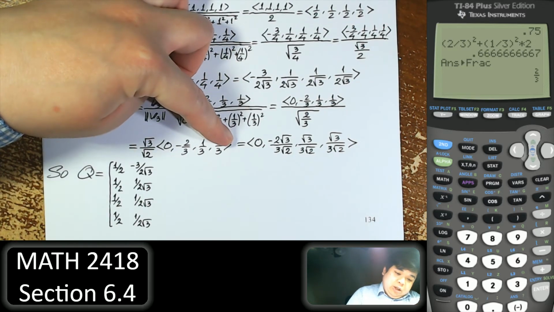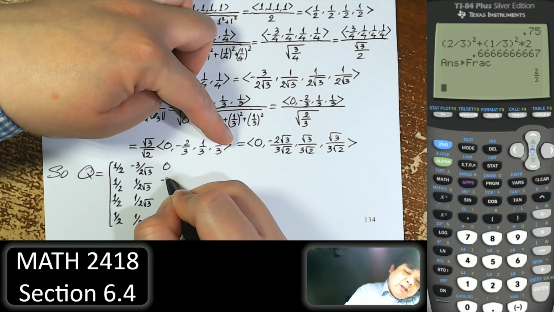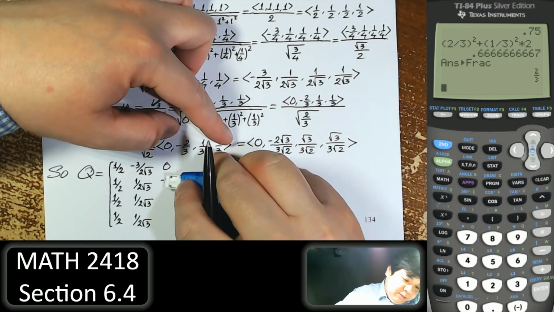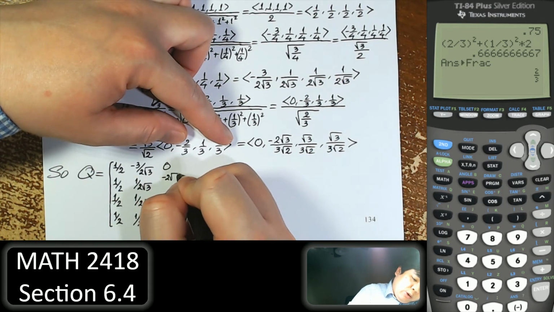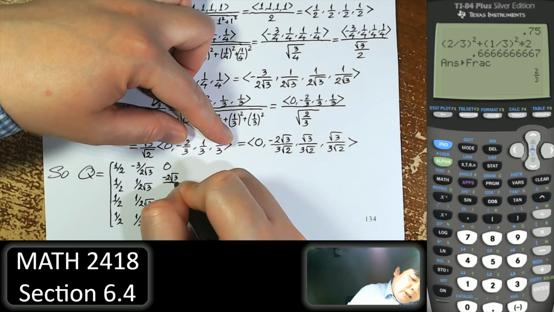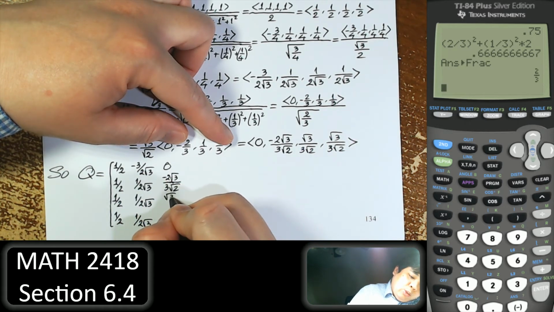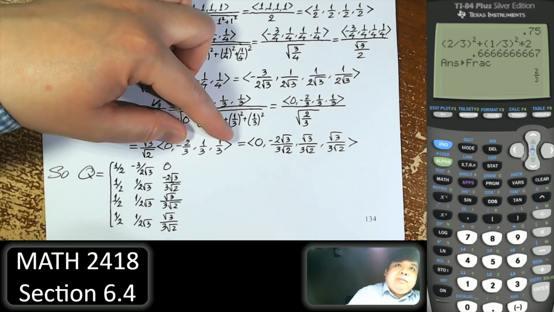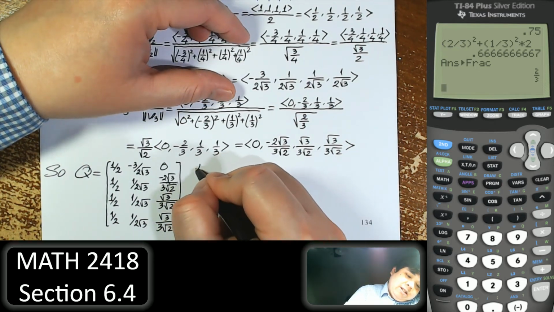And then V3 normalized: 0, -2 square root of 3 over 3 square root of 2, square root of 3 over 3 square root of 2, square root of 3 over 3 square root of 2. So that is Q.